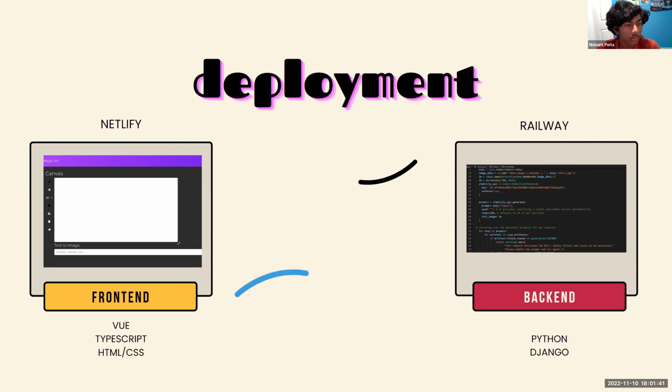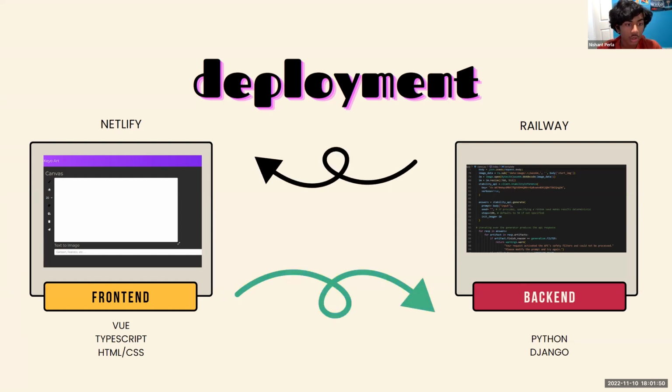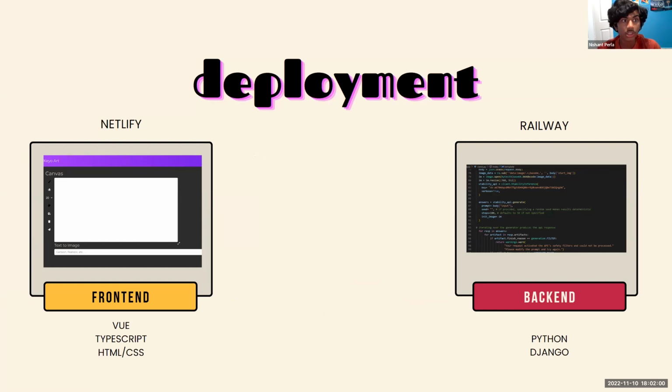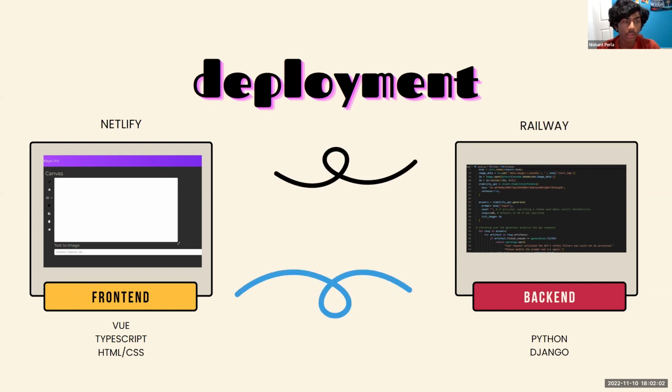First, we have the front end, which was created with Vue, TypeScript, HTML, and CSS, and we deploy that on Netlify. After the user draws and submits an image, it would send a request to the backend, which would generate an image and then send it back to the front end to be displayed on the output. The backend was coded with Python and Django and was deployed onto Railway. Essentially, we created an API, which we also want to use maybe in some future projects that involve AI art generation.